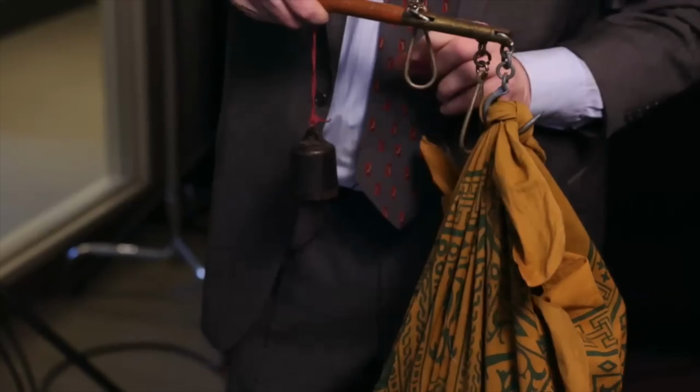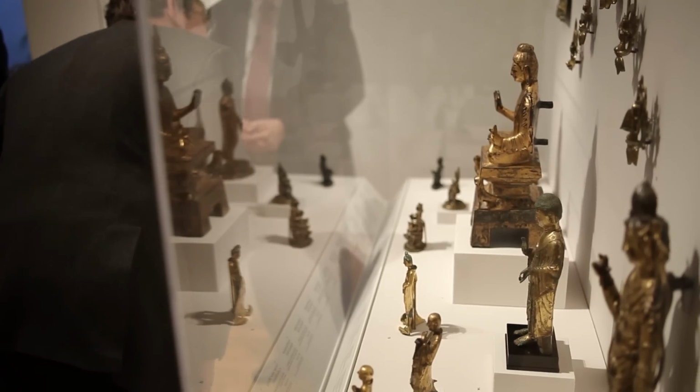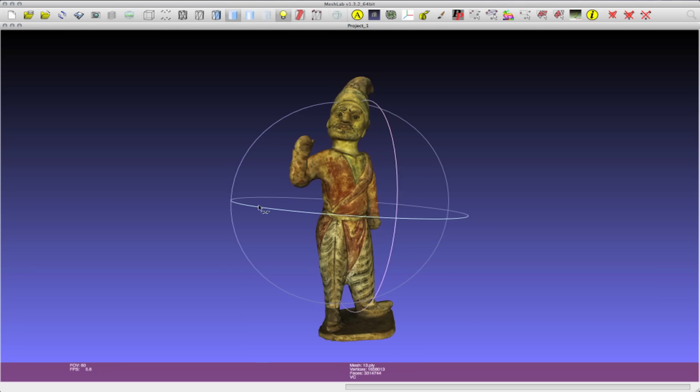Our hope is that people will have a chance to see something they haven't seen before, to look at it with a clarity they haven't had before, and to learn something that they can take with them.